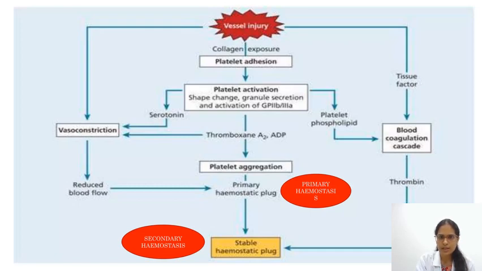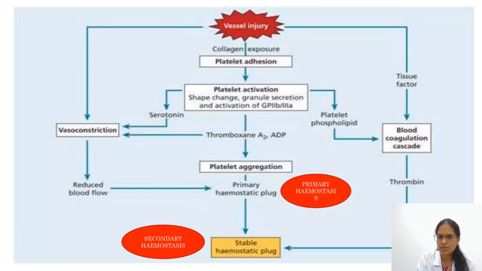Next is platelet activation. The platelets will change shape to a sea urchin type of spiky change, and then there is granule secretion from the platelets and activation of the 2B3A complex. This will ultimately cause activation of thromboxane A2 and ADP, which will form platelet aggregation with the ultimate formation of the primary hemostatic plug. The other temporary mechanism is vasoconstriction, which is a very transient effect. It will cause reduced blood flow and a primary hemostatic plug response.